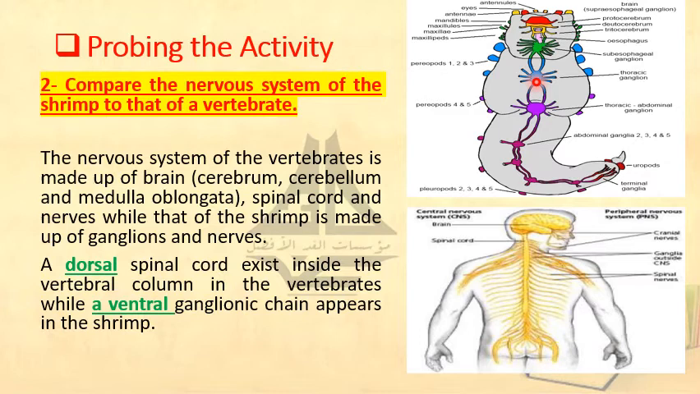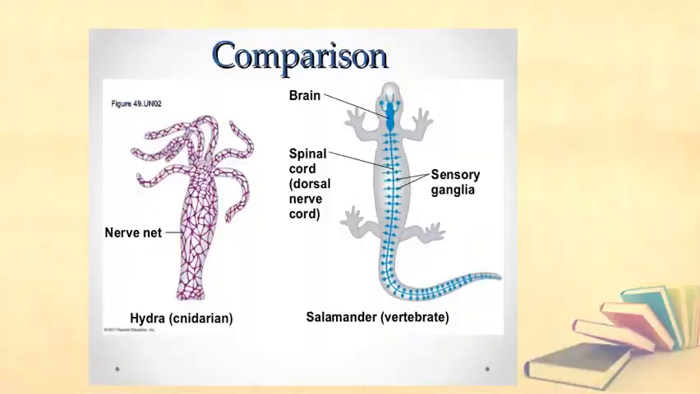Ventrally or anteriorly. Okay, so the nervous system of the vertebrates is found on the back side, or dorsally or posteriorly, while in the invertebrates it's found on the ventral side. This is another difference. You have to take care of such differences.